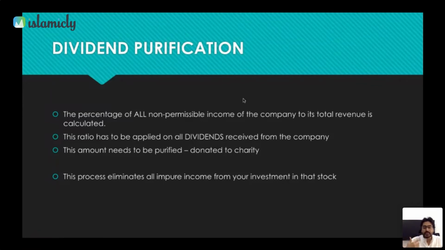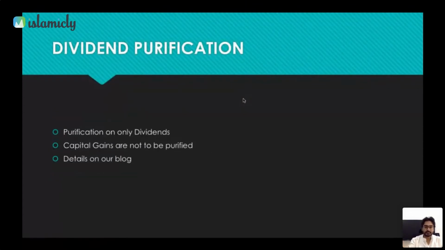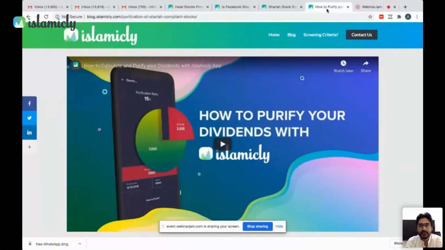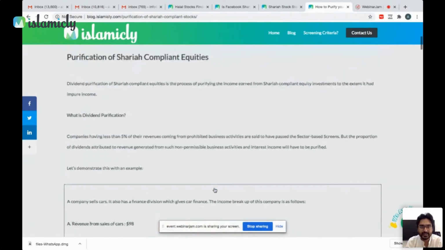So when you receive a dividend from the company, you need to apply this ratio, and the resultant amount needs to be purified. That means it has to be donated to charity. Now, this is applicable only on the dividends received from the company. It is not applicable on capital gains.